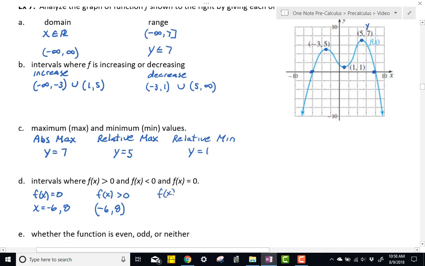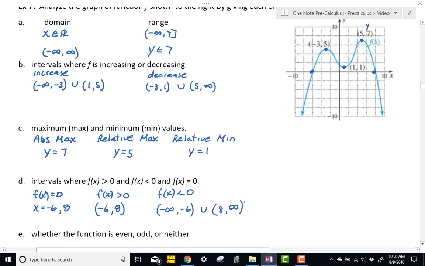Whereas f of x less than 0, well, it's less than 0 to the left of negative 6 and to the right of 8. So I need two intervals. I need the interval from negative infinity to negative 6, and I need the interval from 8 to infinity.